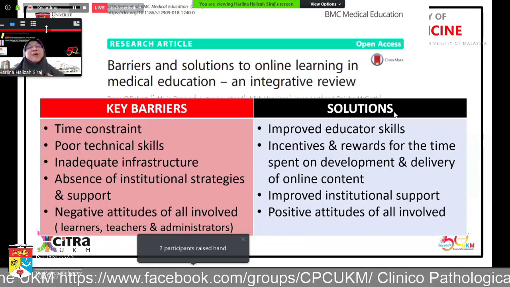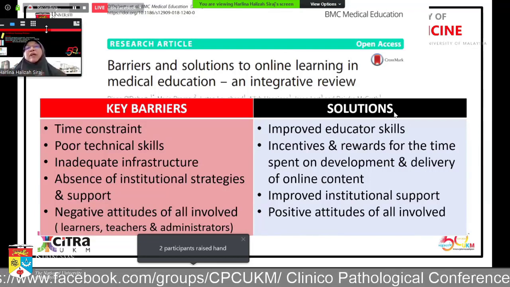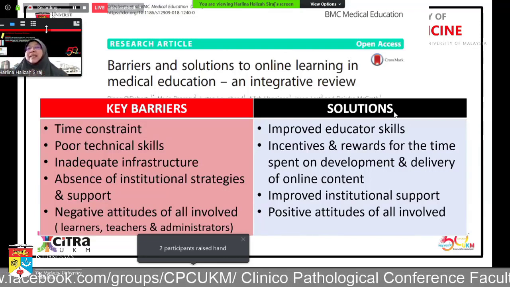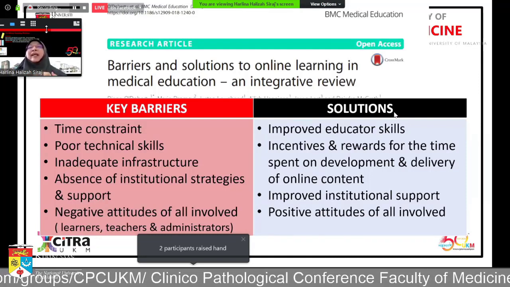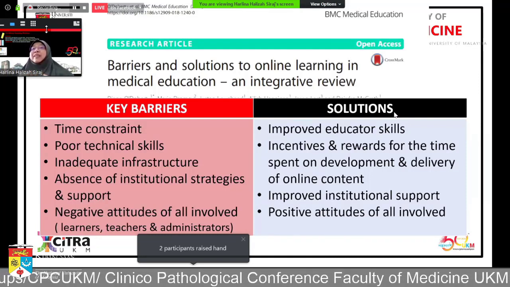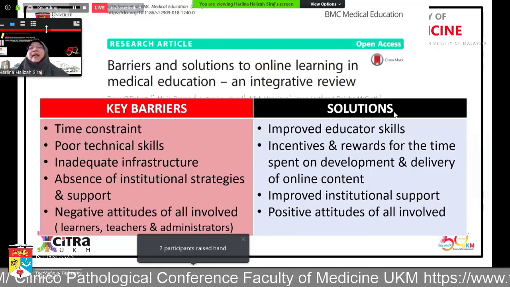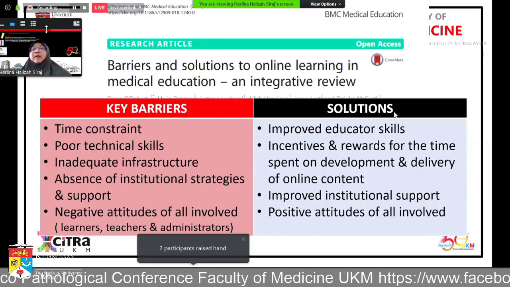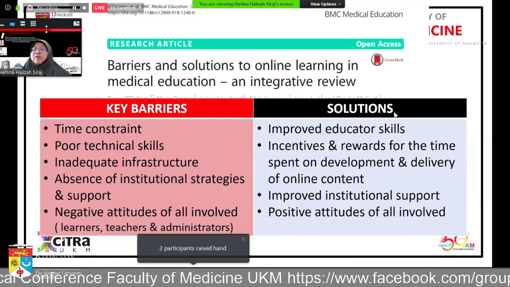And the negative attitude of all involved. And the solution is definitely we need to improve our educator skill. We need to have incentive and reward. I think even though I cannot see you, I think everybody is nodding their head. So that for the time spent on developing all this content, and of course we need to have improved institutional strategy and support and positive attitude of all involved.